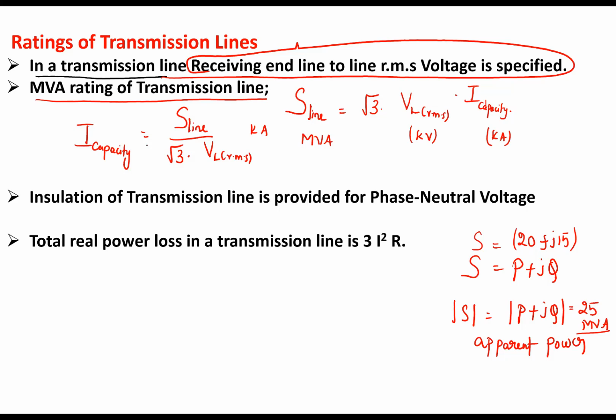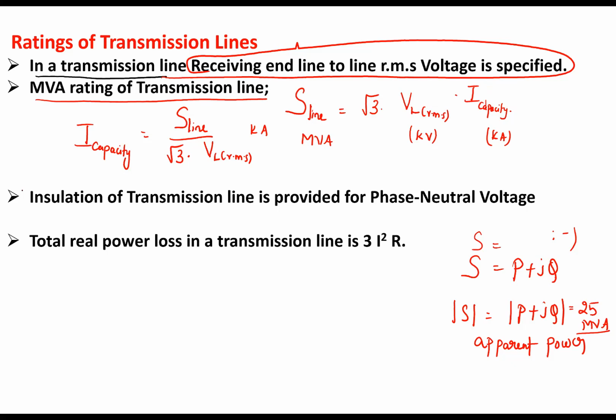Next, the insulation of the transmission line is provided for phase to neutral voltage. Insulation is provided for phase to neutral voltage. We'll discuss this second point in a little more detail in the next slide.